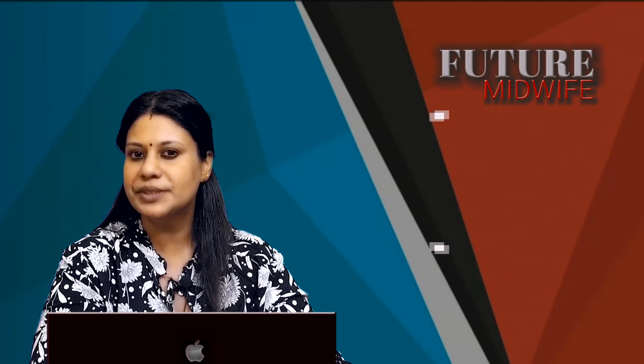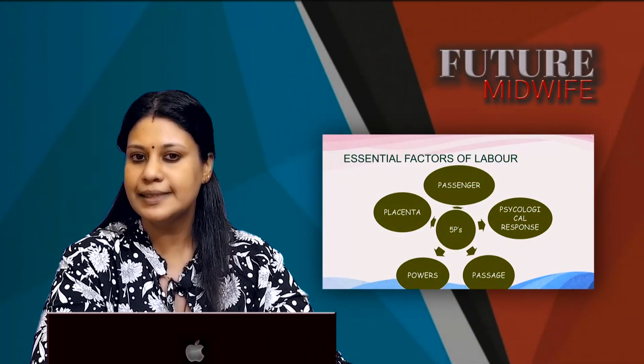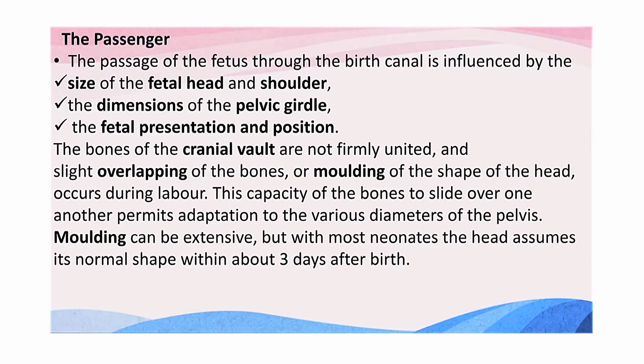When we think about the essential factors of labor, we just remind ourselves it is the 5 P's. The 5 P's include passenger, passage, placenta, power and the psychological response. First we'll see about the passenger. The passage of the fetus through the birth canal is influenced by the size of the fetal head and shoulder, the dimension of the pelvic girdle and the fetal presentation and positions.